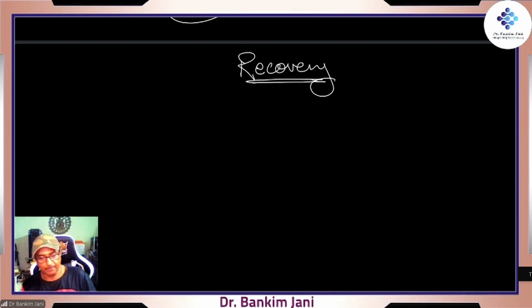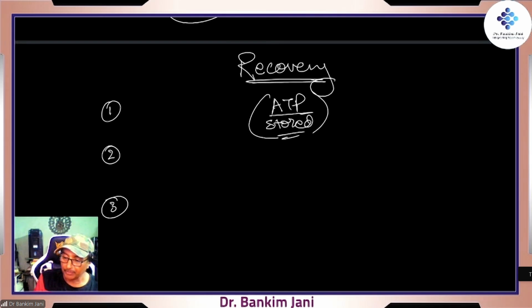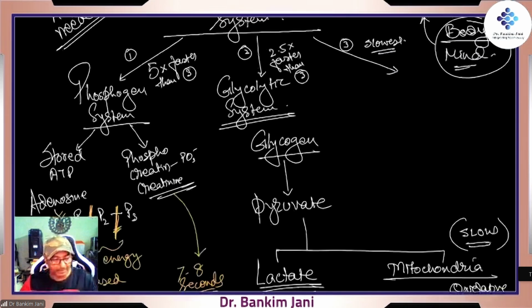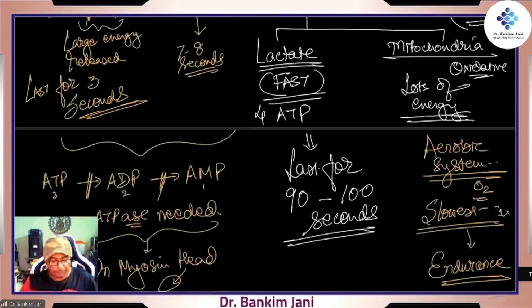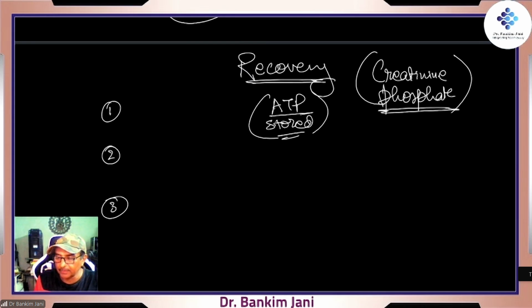Post exercise, what happens is that during exercise you have used everything. What have you used? 1, 2, 3. You used those stored ATPs, right? Stored ATPs. Gone, right? Khali ho gaya. Then you utilize that second process, which is phosphocreatine, which was acting for 7 to 8 seconds. So even that creatine phosphate is also depleted, right? This is gone.